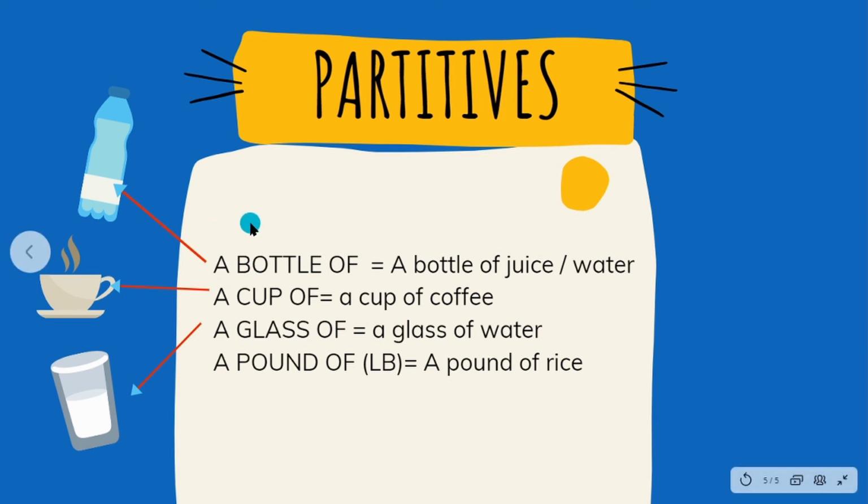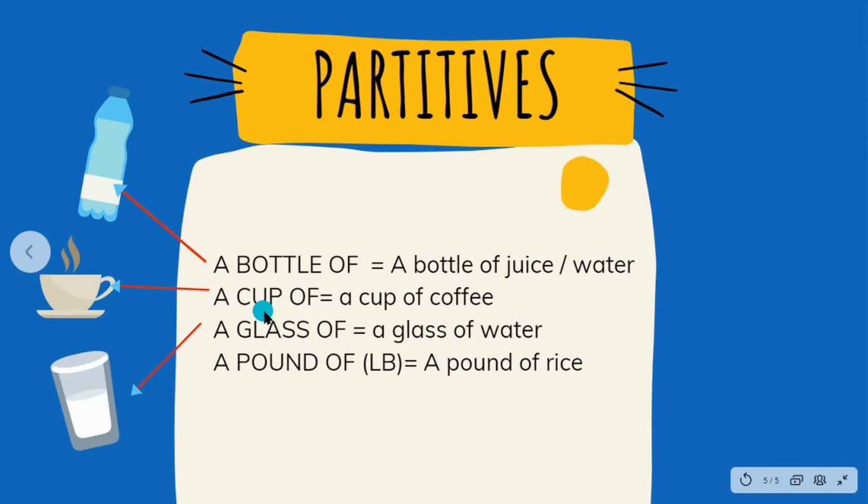There is a very long list of quantifiers. We have a piece of, a bottle of, a cup of, a glass of, a pound of, etc. So, for example, if I have juice or water and I would like to quantify them, I would say a bottle of water, or it can be two bottles of water.